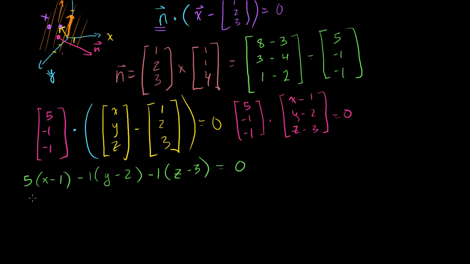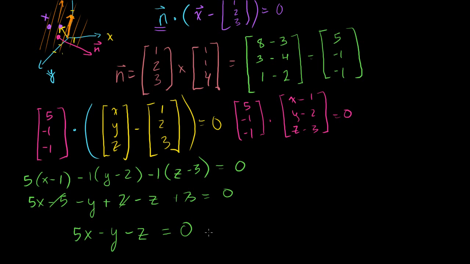And if I simplify this, I get 5x minus 5 minus y plus 2 minus z plus 3 is equal to 0. You have 2 plus 3 is 5, minus 5, so those all cancel out. And we get 5x minus y minus z is equal to 0. And this plane in R3 is the column space of A. So we've now shown you that it's truly a plane.